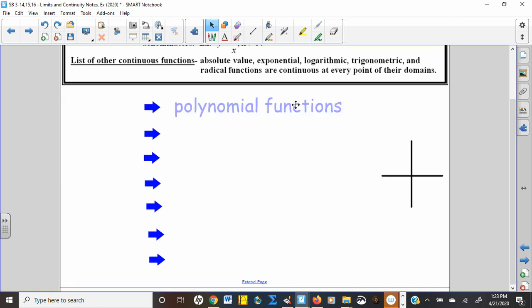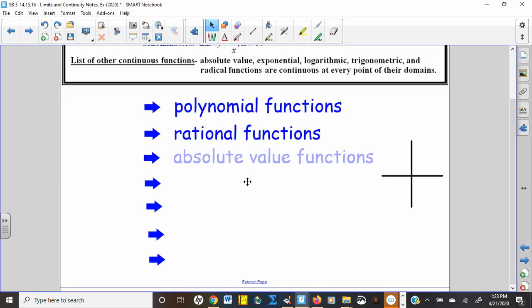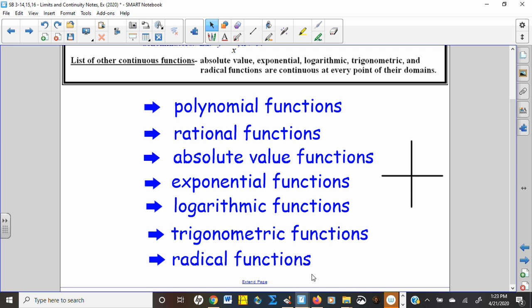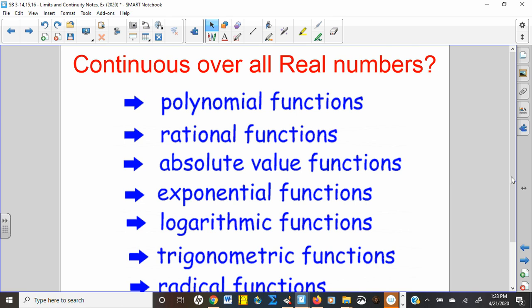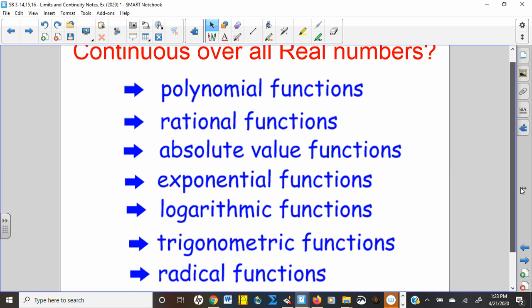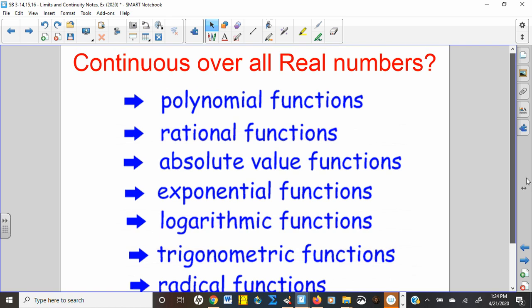And so polynomials, rational functions, absolute values, exponentials, logarithmics, trigonometric functions, and radical functions, all continuous functions by definition. That's most of our parent functions right now. Are they continuous over all real numbers? Totally different question, right? This is more of an interval question. Are they continuous over the interval of all real numbers?